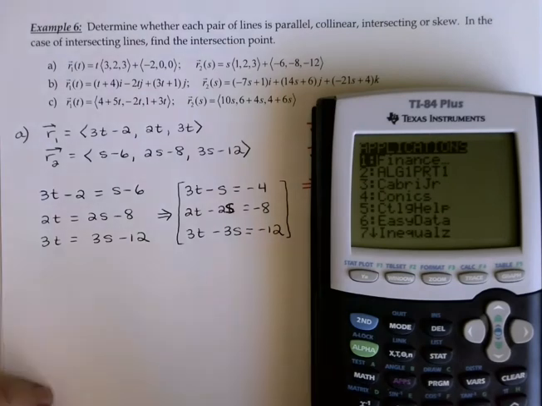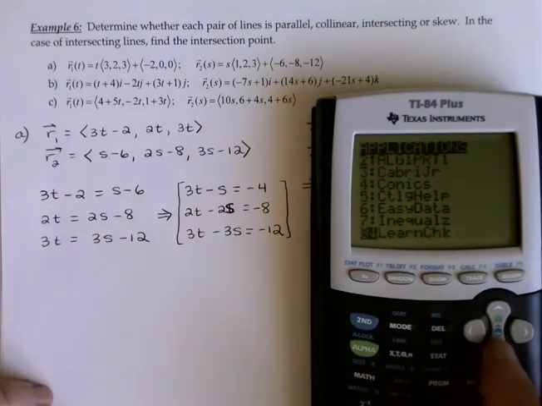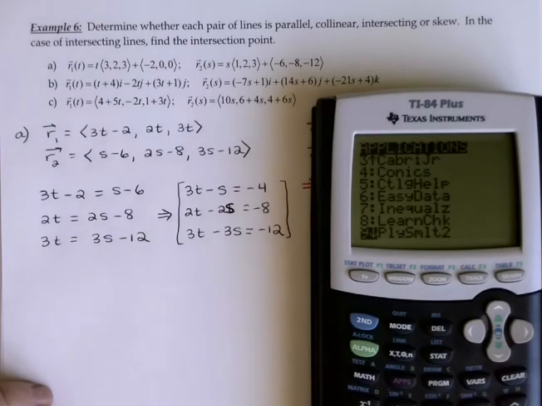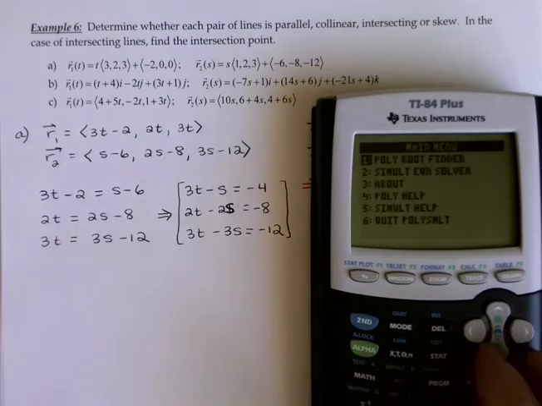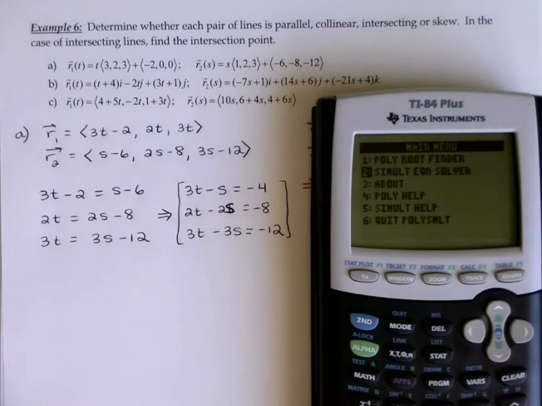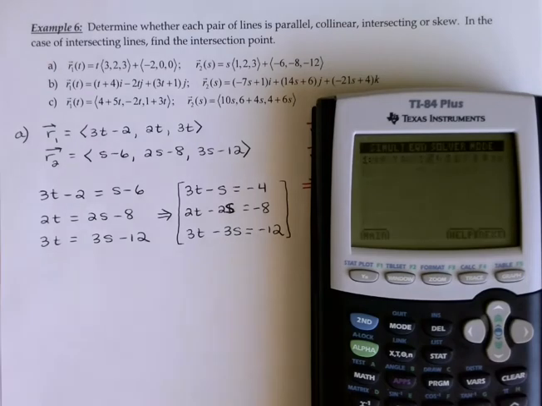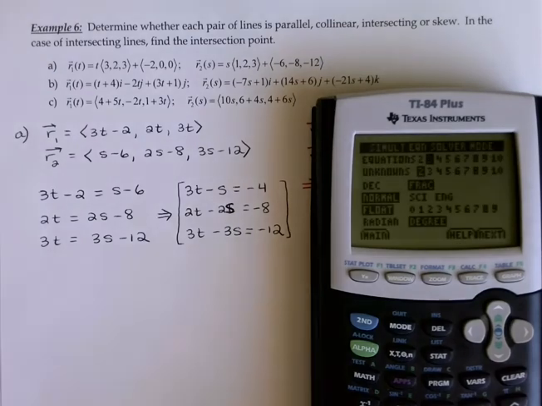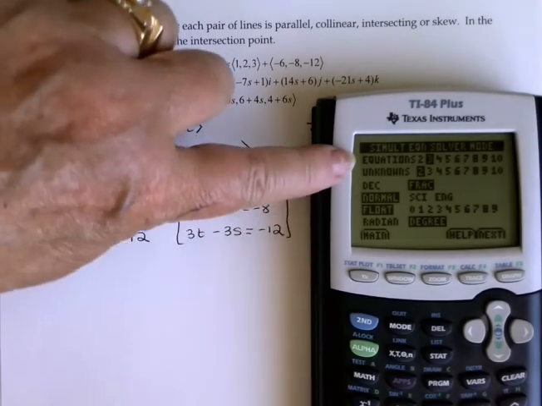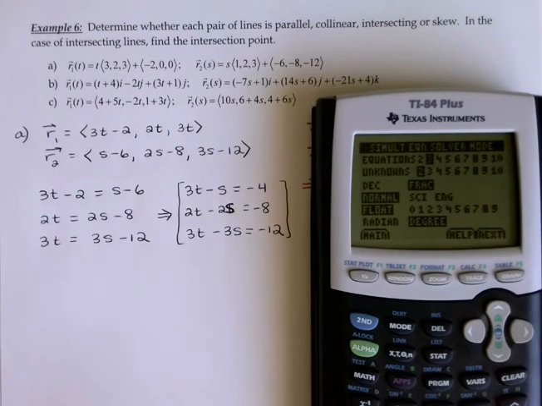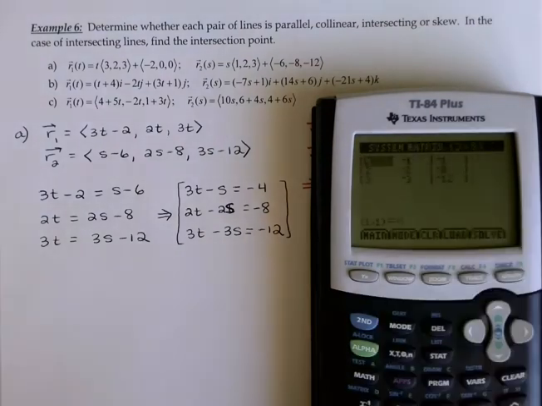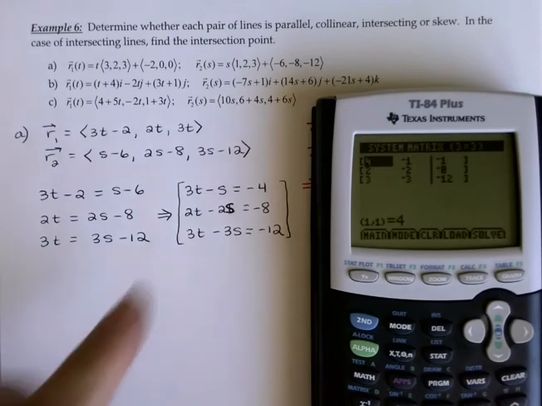In my apps menu, I have my little polynomial solver, or you could use a matrix method if you don't have that. I'm going to solve my simultaneous equations. And in this case, I have 3 equations and 2 unknowns, so this is set up just fine. I'll keep my answers on fractional and everything looks good, so I'm going to go to next. And then I just need to put everything in.